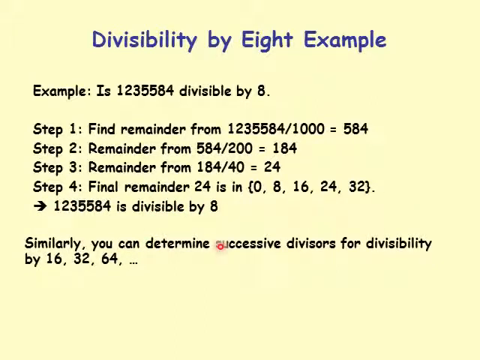Similarly, we can determine successive divisors for divisibility by 16, 32, and 64.